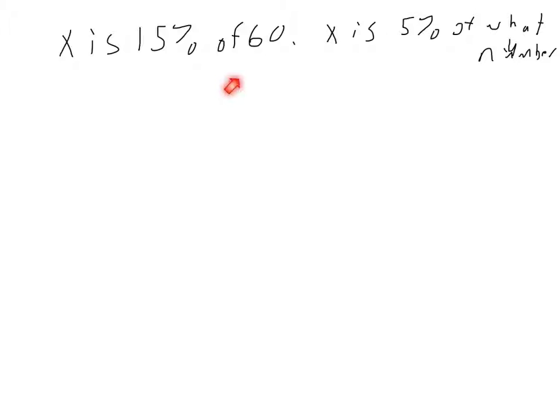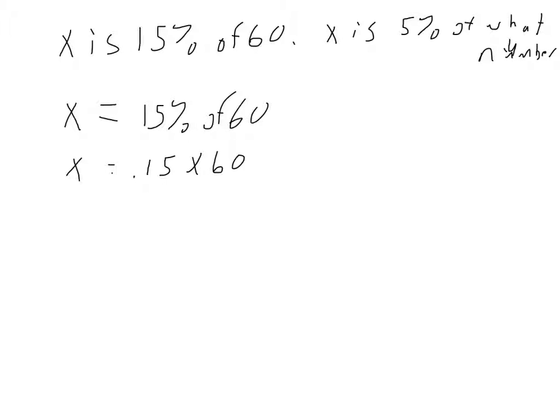We can find x. Now there's more than one way to work this, but the way I want to work it, x equals 15% of 60. And so I just want to make that a decimal. 15% is 0.15, and of means times 60. If we multiply that, that comes out to 9. And so again, x equals 15% of 60, or 15% is 0.15, or you could say 15 over 100 times 60, which is 9.